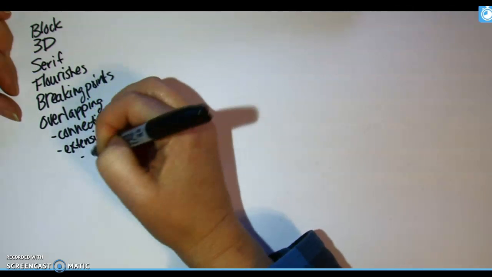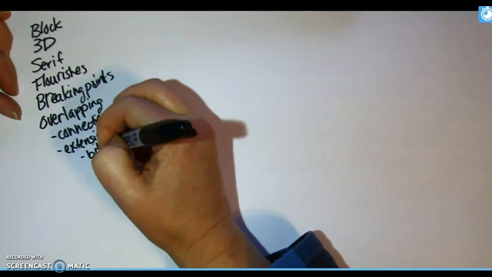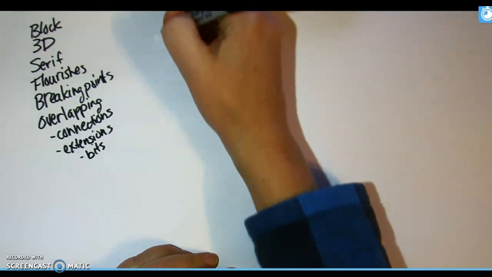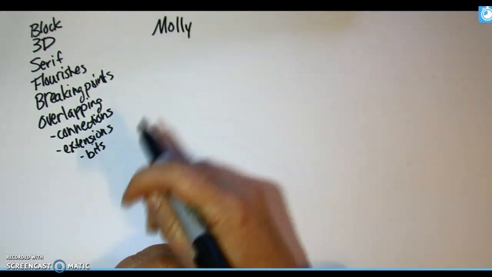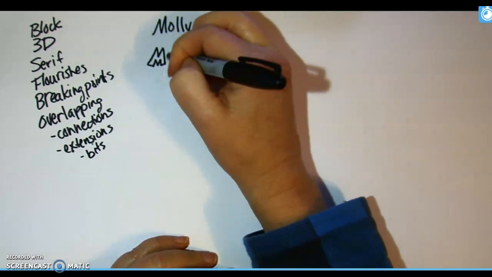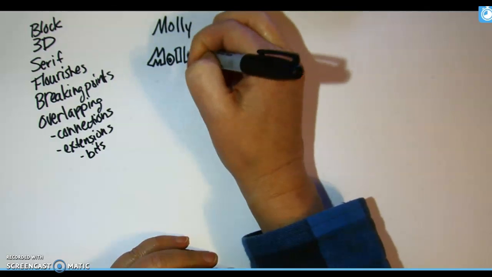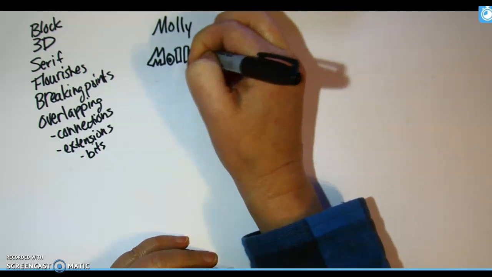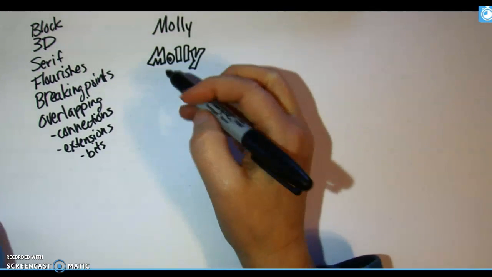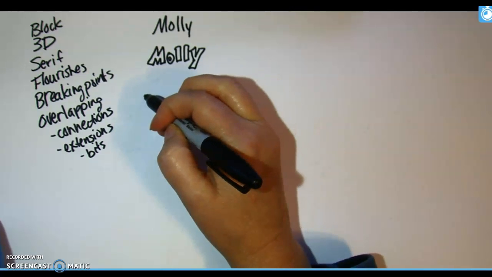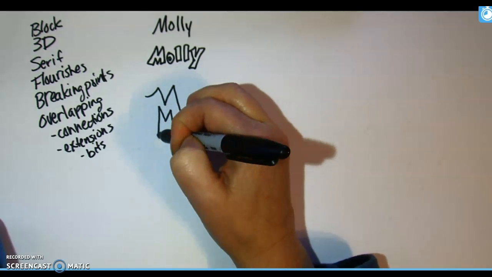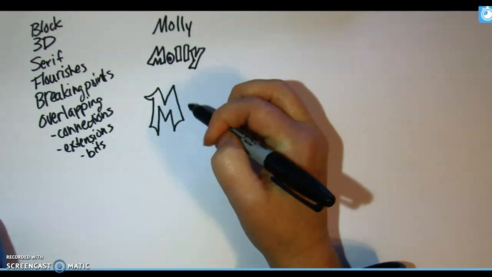One of the types of extensions and connections are bits. So some new vocabulary over here. So we started with our letters, and we made those into basic block letters. And then we started to give them a little bit of style with flourishes and serifs. So you might have done something like this.